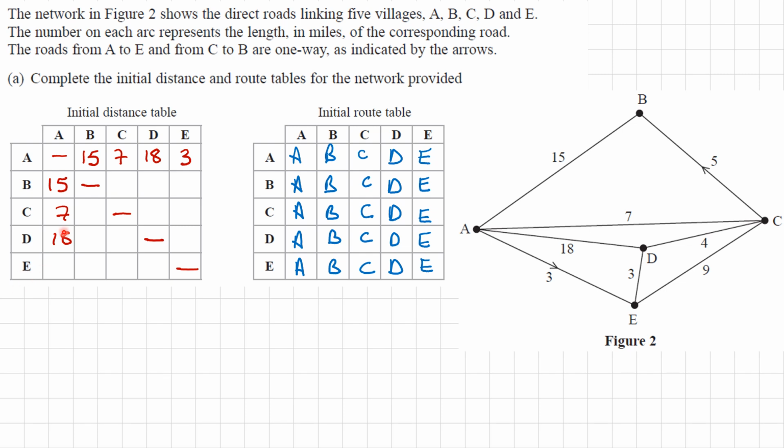Now this is only one way, so I'll have a 3 from A to E, but when I go from E to A, I'll put an infinity symbol to show that this is only one way, so we can't go along that route, so we'll have an infinity symbol there.